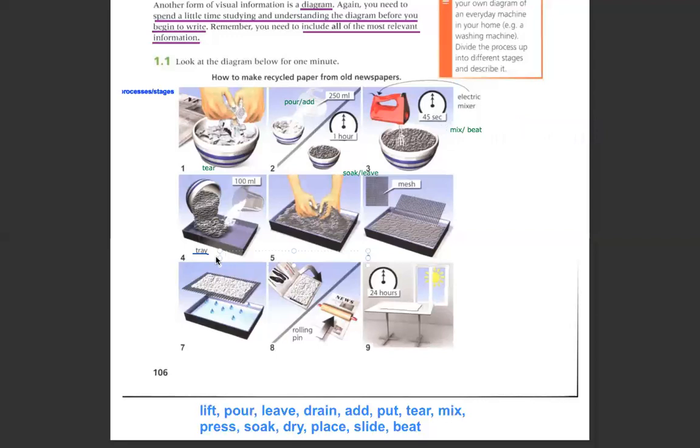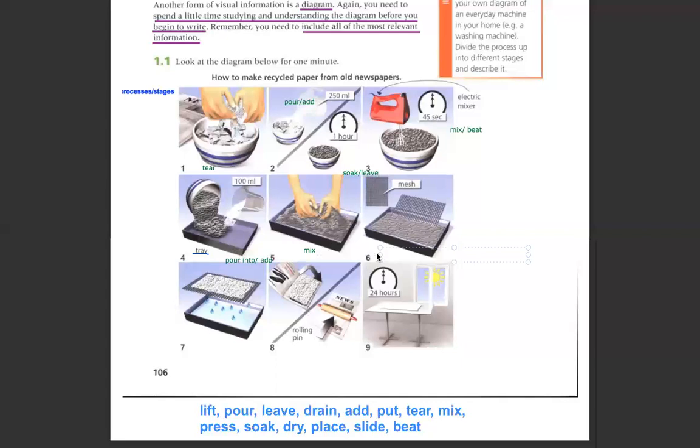What are we doing with the water and the paper? We could use pour into the tray. So we could use some prepositions as well. We could also use the verb add again. Right, what about number 5? Yep, I would use mix. We're not pressing it yet, we're just mixing it together.